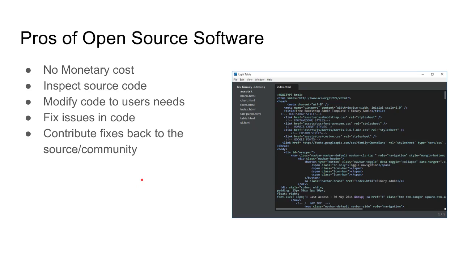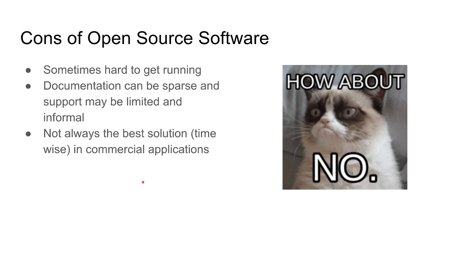So next we'll look at the cons of open source software. So we've got the Grumpy Cat who says, how about no? But Grumpy Cat's always Grumpy Cat.